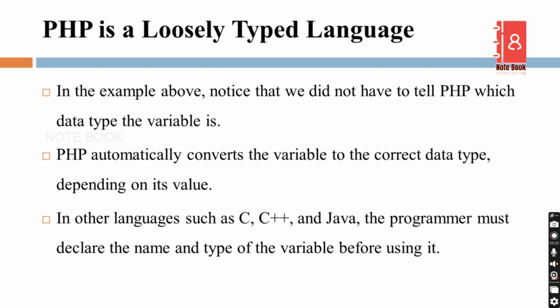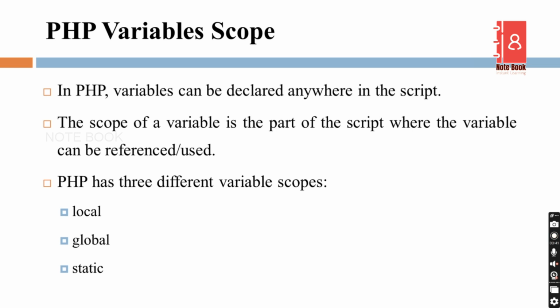In other languages such as C, C++, Java and so on, the programmer must declare the name and type of the variable before using it. But here it is not needed, and the type will be taken automatically by PHP itself.